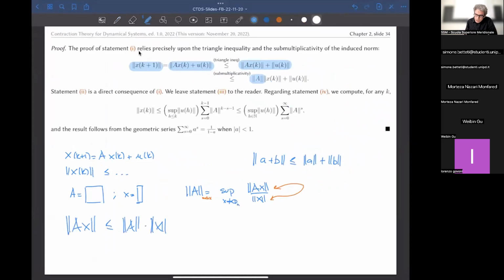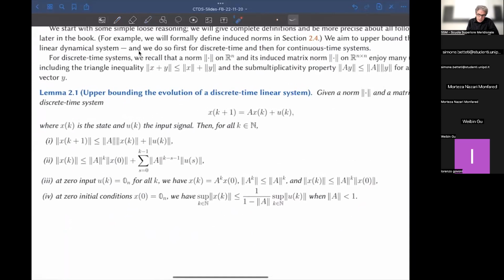So let's go back to our calculations. If I apply the submultiplicativity property, I get a bound like that. And now I can iterate this bound because I see that the norm at time k plus 1 is upper bounded by the norm of x_k and the induced norm of A. And when you iterate that recursively, you get this bound here in equation 2. The only non-trivial thing is perhaps the second addendum, because the first addendum is trivial. So if I start at x_0, suppose I have no input, then I just multiply the initial state by the norm of A to the k, right?